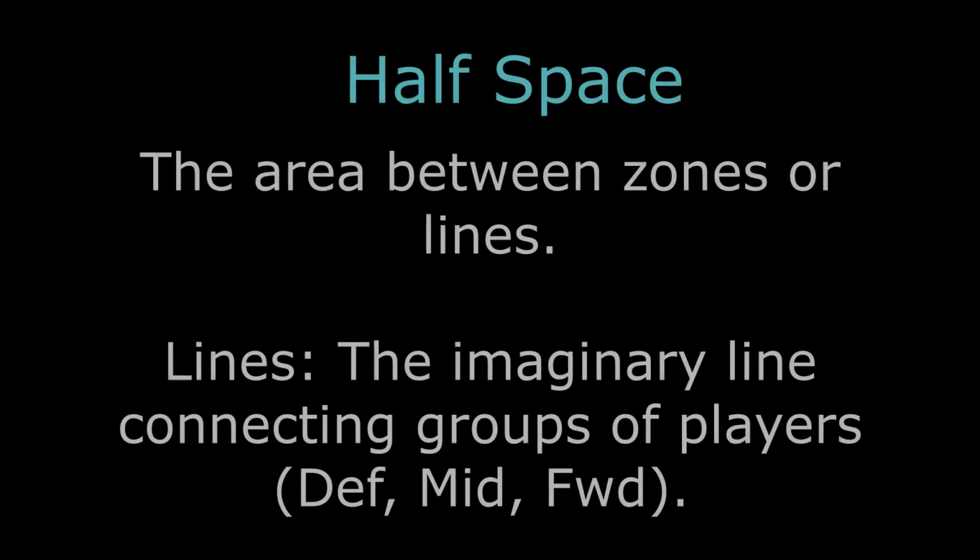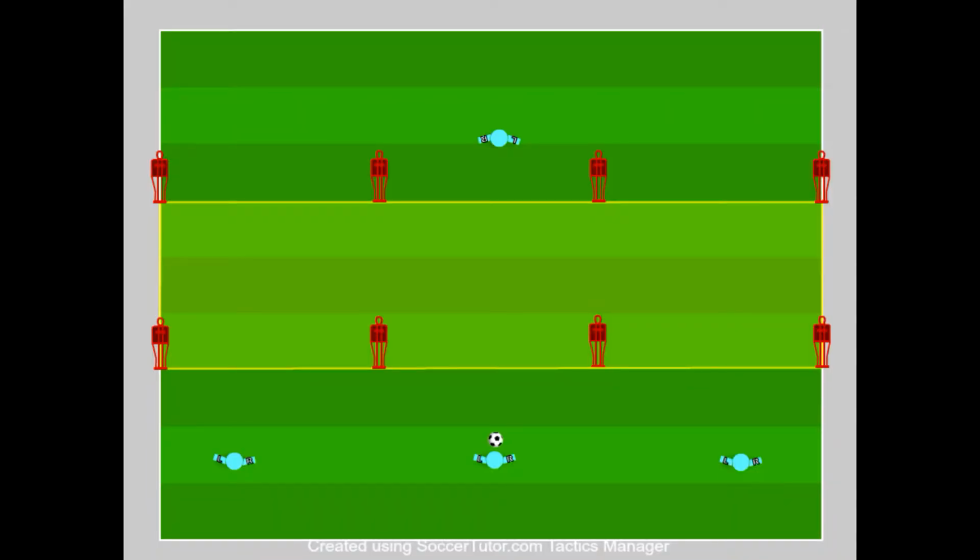Half space. The half spaces are the areas between zones or lines. Lines are the imaginary line connecting groups or banks of players, like the defense, midfield, or forwards. For this lesson, we're only going to be looking at the horizontal half space, or the half space between the lines. I've shaded this area in yellow between, let's say, the defensive 4 and the midfield 4.